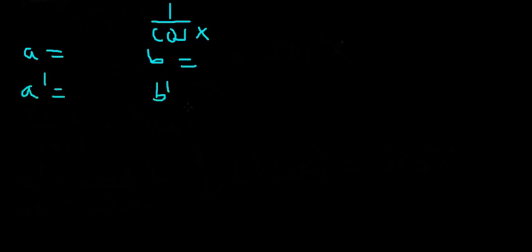So let's look at another example. 1 over cos x. So let's find the derivative of this function. So we need to identify a, we need to identify b, we need to identify a prime, and we also need to identify b prime. So in this case, a is 1, b is cos x, so a prime will be 0 and b prime will be negative sine x. So using the quotient rule, let's find the derivative.